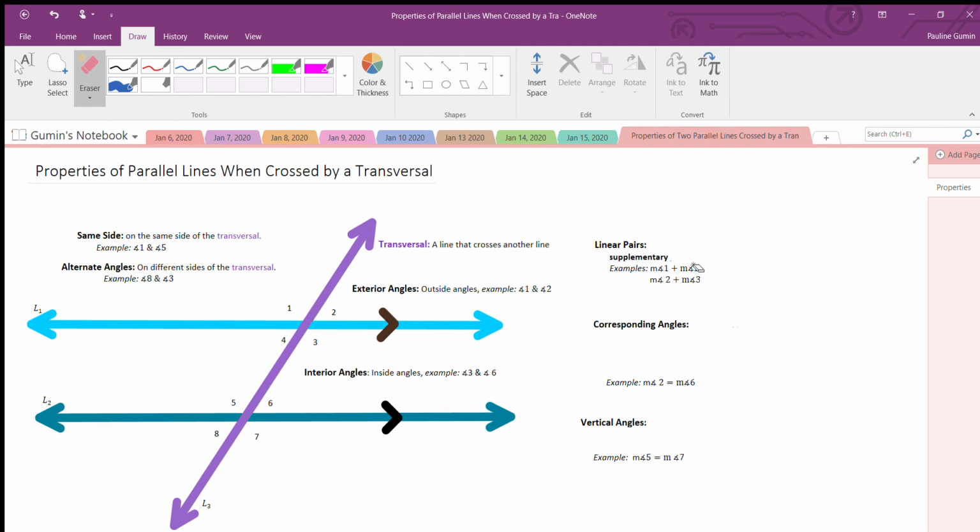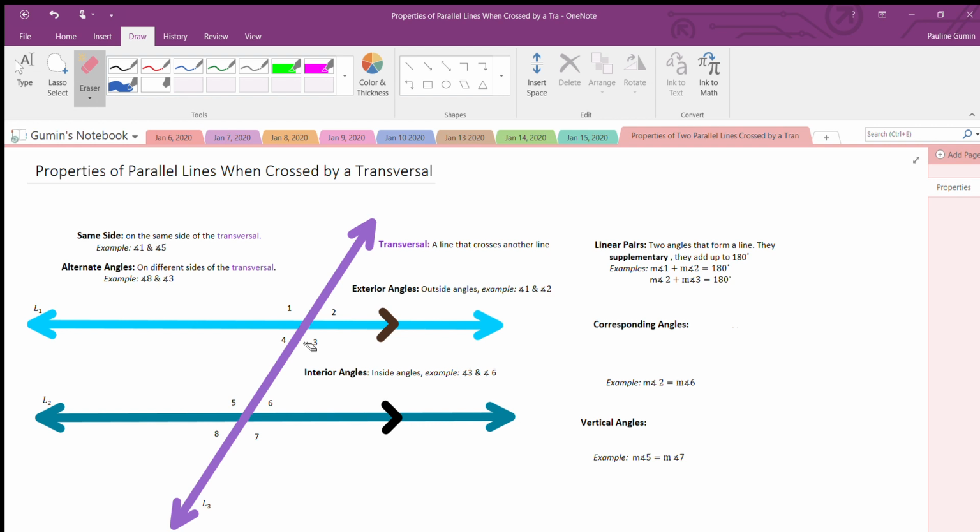They are supplementary. Supplementary means they add up to 180 degrees. Linear pairs, lines are 180 degrees. So when we add 1 and 2, or when we add 2 and 3, they should add up to 180.